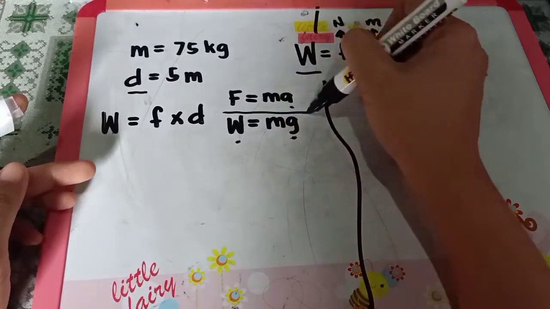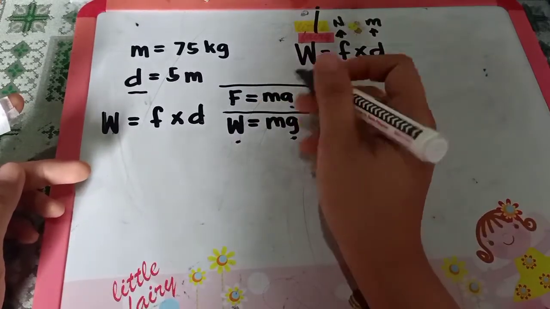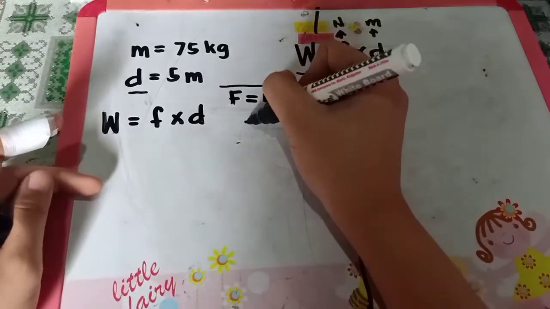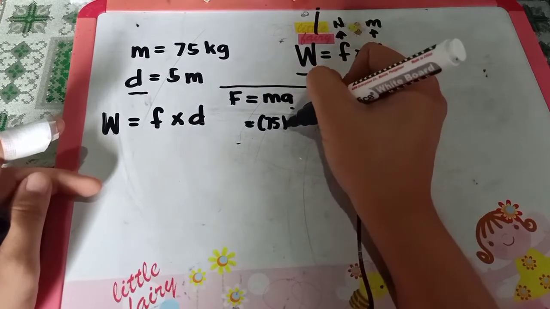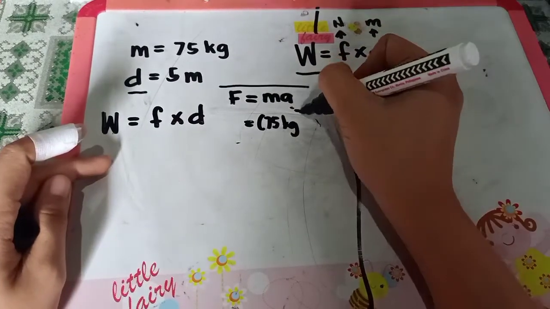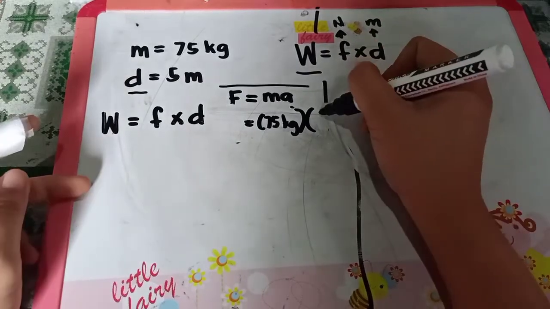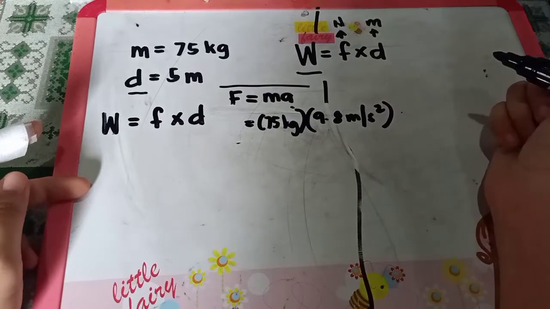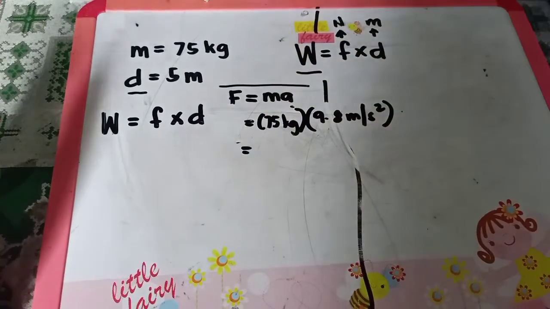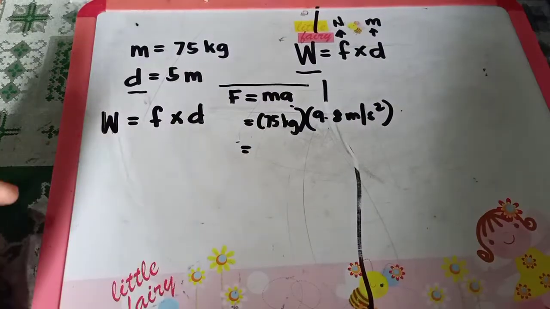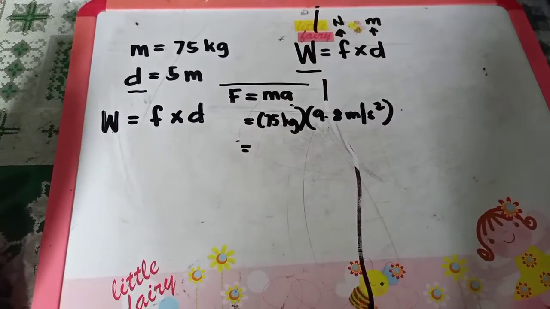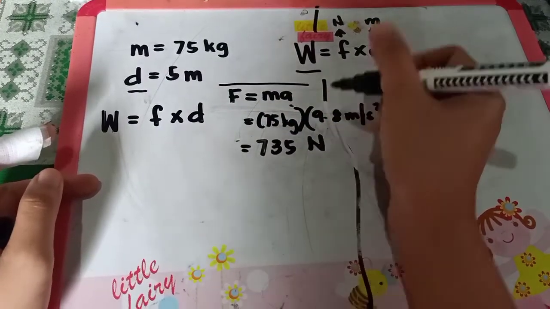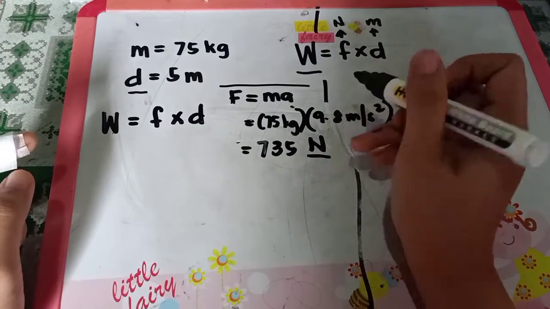Okay, but in this case, we can use this one: F is equal to mass times acceleration. So, mass of Carlo is 75 kilograms, and we will be multiplying it with the acceleration due to gravity, which is 9.8 meters per second squared. Okay? So, 75 times 9.8, what is the answer? The correct answer is 735 newtons. Again, take note, force, the unit of measurement is newtons.